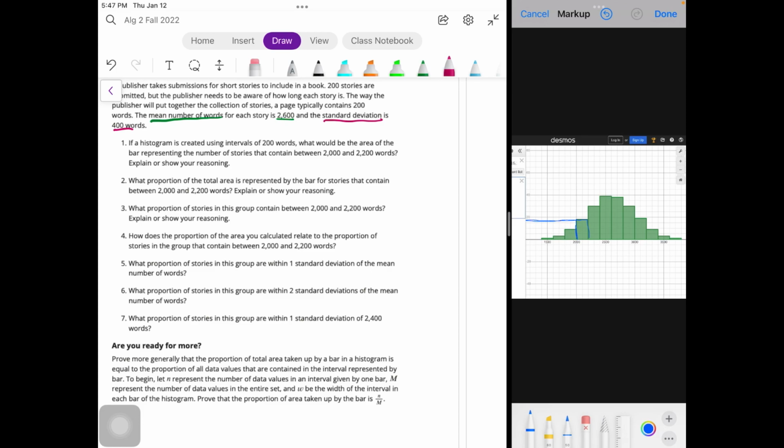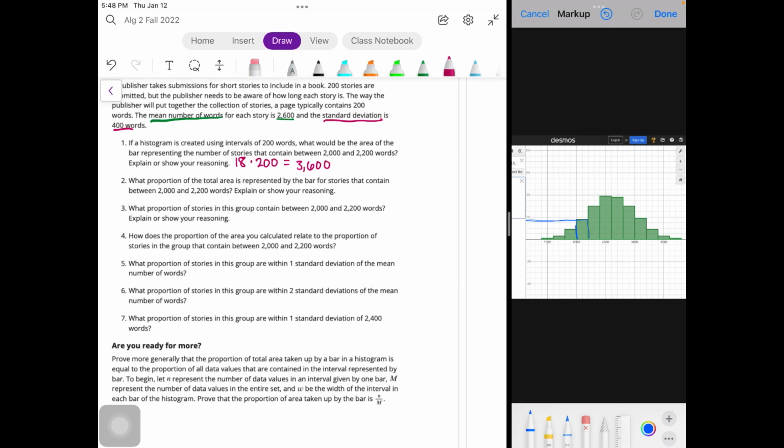And so if you look at that, if you go across, I did not draw a very straight line. Each line would be 5. And that's a little more than halfway. So that's about 18. So 18 is the height, and then 200 is the width. And so that would give us 3,600. So the area of that bar would be 3,600 since there were 18 stories in that interval and the bar is 200 units wide.